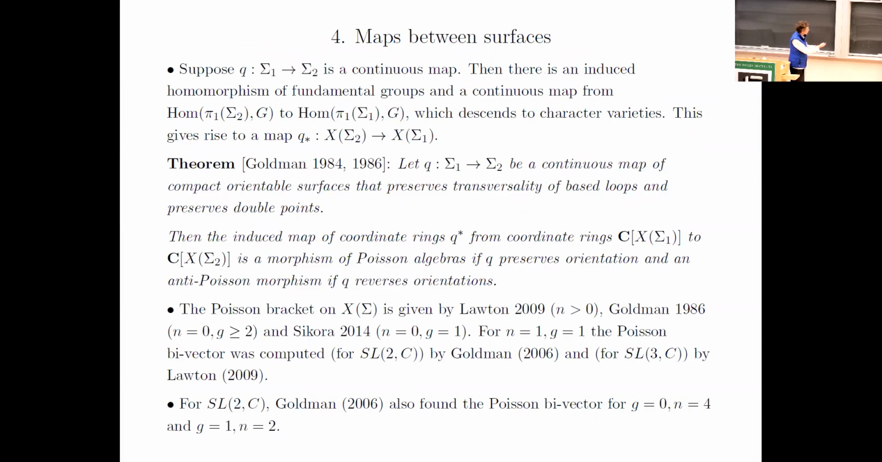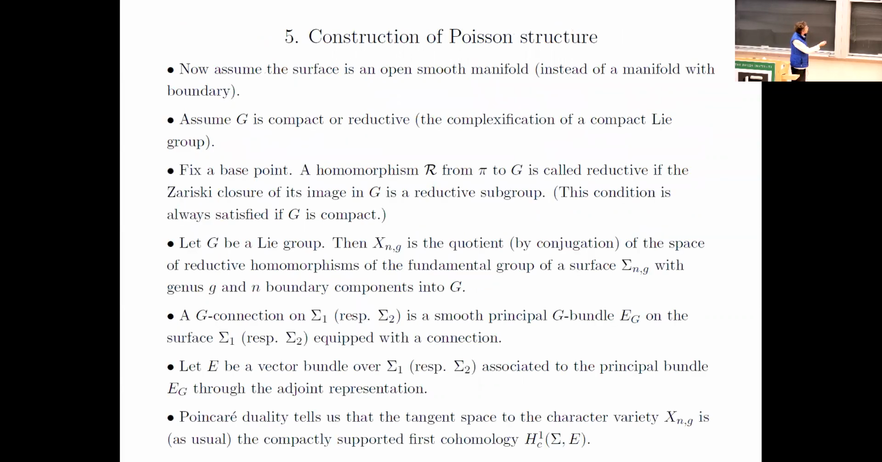Okay, so that was where I got to. So now let's assume that the surface is an open, smooth manifold instead of a manifold with boundary, and G is either compact or reductive. Fix a base point. And R is script R, as before, a representation. I'll say that the representation is reductive if the Zariski closure of its image in G is a reductive subgroup. This condition is always satisfied if G is compact. So X_n(G) is the quotient by conjugation of the space of reductive homomorphisms of the fundamental group of the surface up to conjugation.